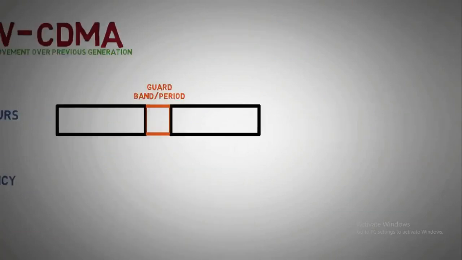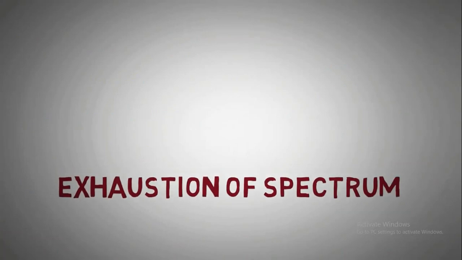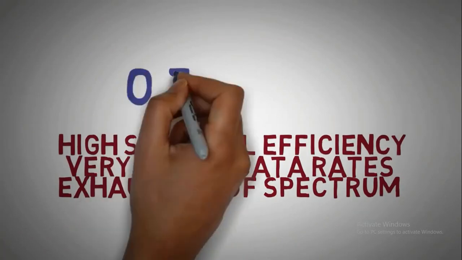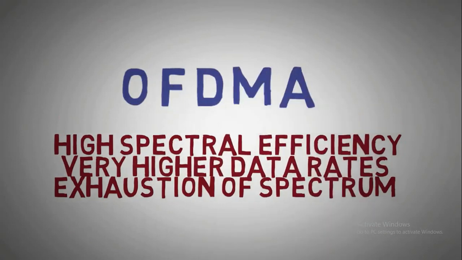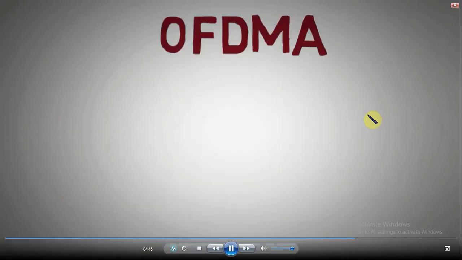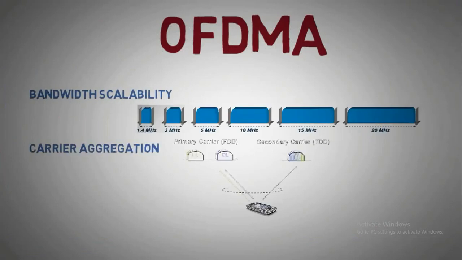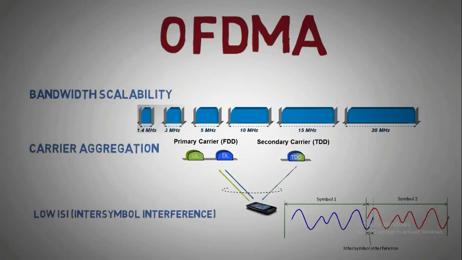But exhaustion of spectrum, the need for even higher data rates, and spectral efficiency led us towards OFDMA. OFDMA comes with several advantages over WCDMA, like bandwidth scalability, carrier aggregation, and low interference.